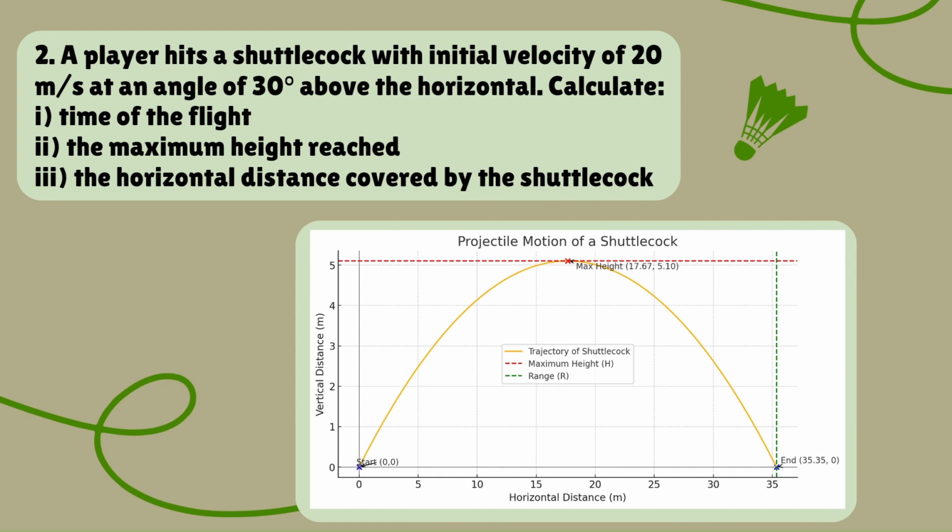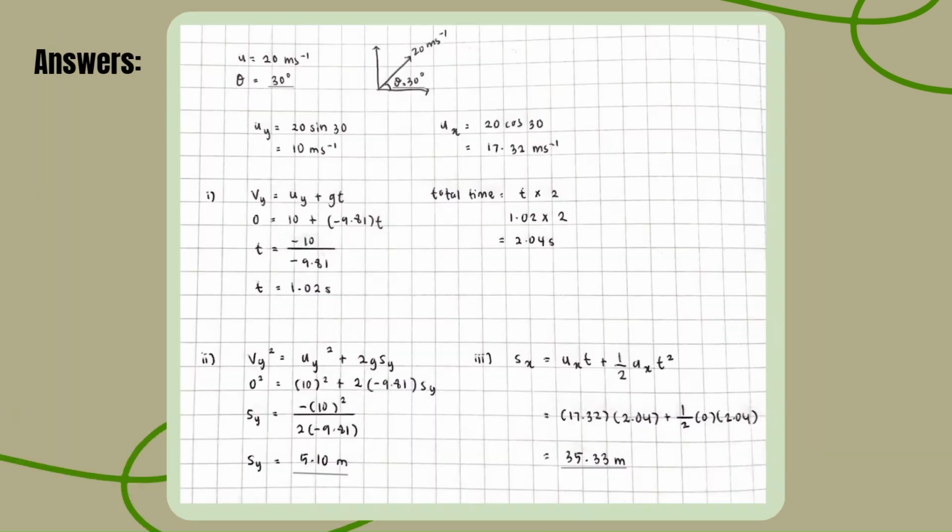A player hits the shuttlecock with an initial velocity of 20 meter per second at an angle of 30 degrees above the horizontal. Calculate first the time of flight, second the maximum height reached, third the horizontal distance covered by the shuttlecock. We know that the initial velocity is 20 meter per second and the angle is 30 degrees. So first of all, we need to break down the initial velocity into x and y components. For the y component, we got 10 meter per second, and for the x component, we got 17.32 meter per second.